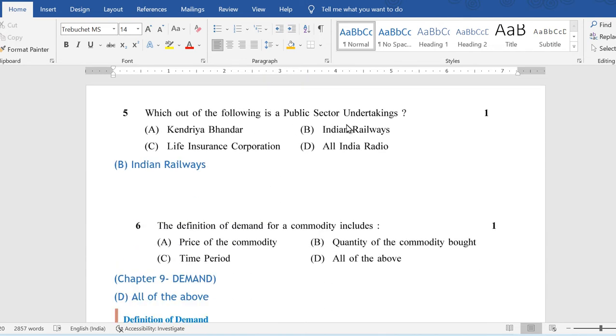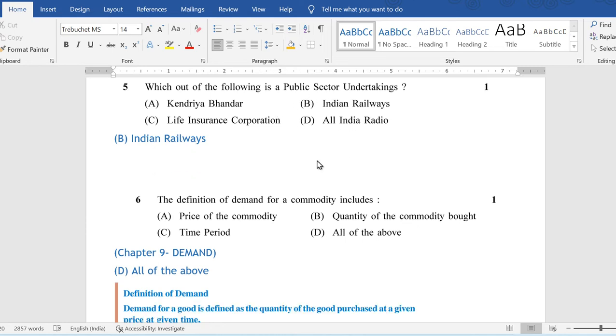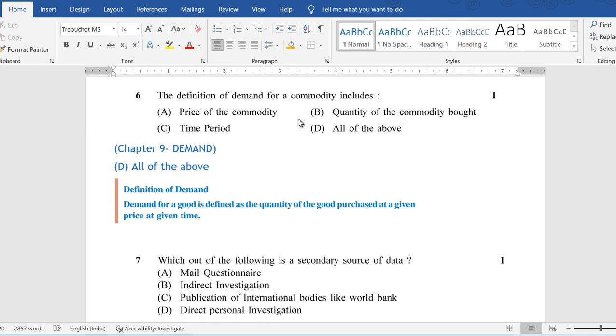Question number 5. Which of the following is a public sector undertaking? The Indian Railways is a public sector undertaking. Question number 6. The definition of demand for a commodity includes the price of the commodity, quantity of the commodity bought, time period. Option D is all of the above.